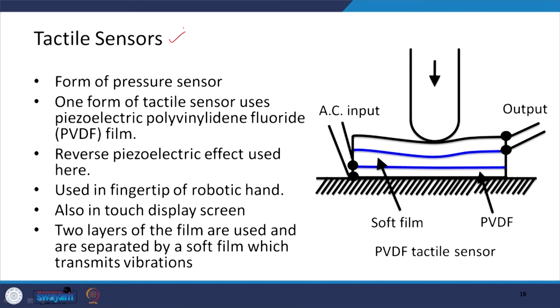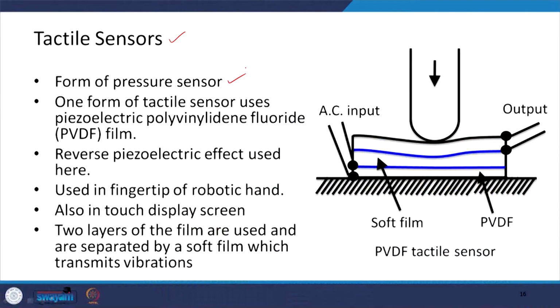Tactile sensors are basically touch sensors, and they can be used to sense touch. Because of this they can be used in the fingertip of a robotic hand and also in the display screen. So let us see what the principle is for these tactile sensors. As I said, these are a form of pressure sensors, and one form of the tactile sensor uses piezoelectric polyvinylidene fluoride, that is PVDF film.